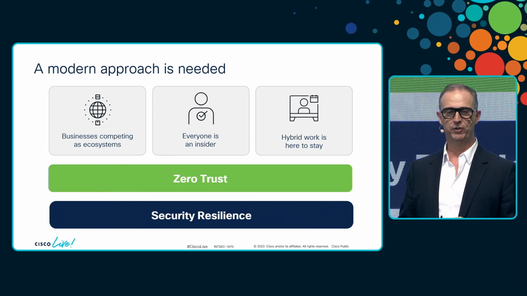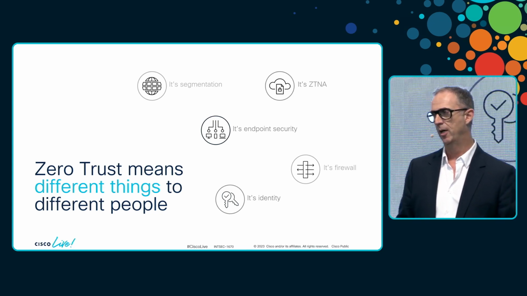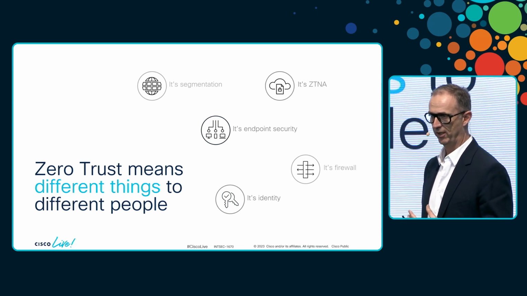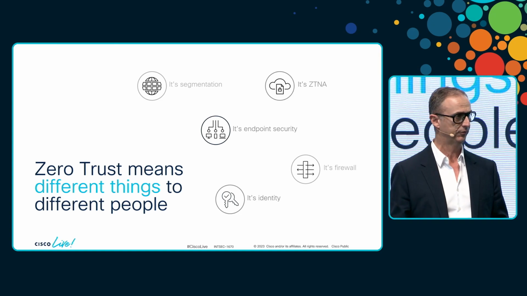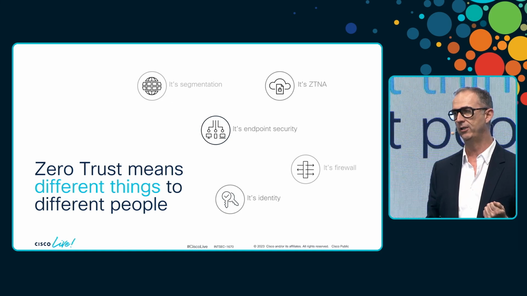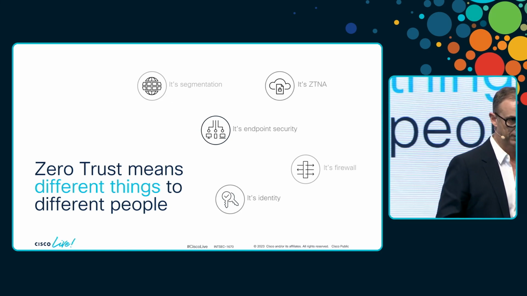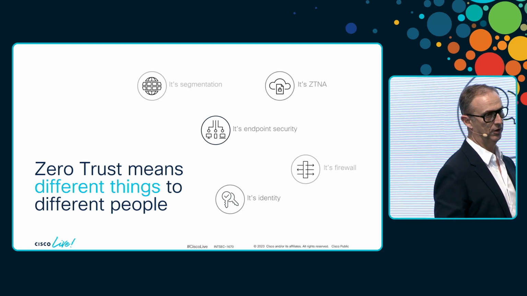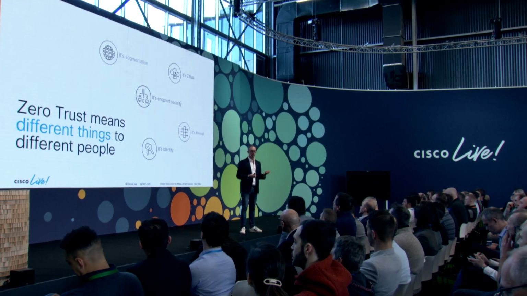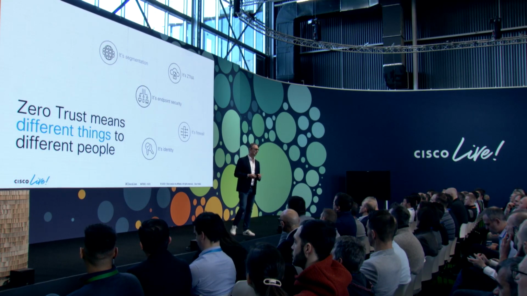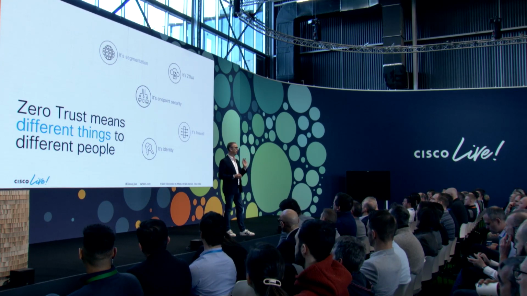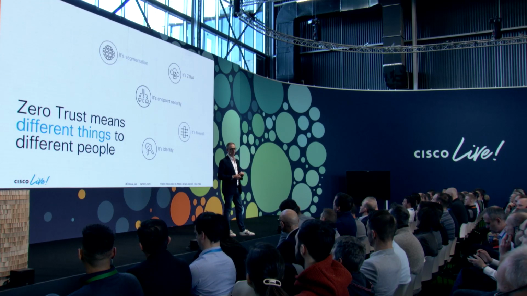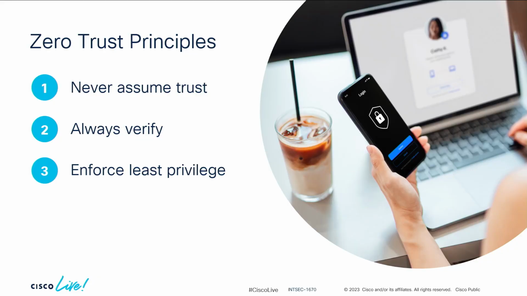Zero trust. Zero trust is a name, is a word, but what is zero trust? Is it an architecture? Is it a product that you buy off the shelf? What is it? Zero trust means different things for different people. Whether it's segmentation, whether it's endpoint security, whether it's zero trust network access, a firewall, or what else. What we believe is zero trust is built on three key principles. And those are, number one, never assume trust. Always verify and only give the least privilege access.